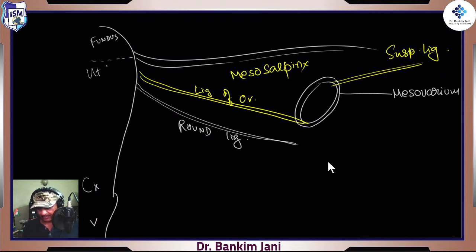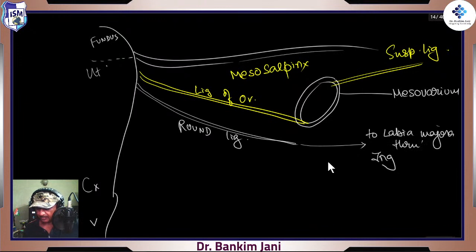Now this round ligament will be going to the labia majora. It will go down through the inguinal ligament. It is said that it is as good as the gubernaculum, which in males was pulling the testis down. So this is the embryological gubernaculum remnant.